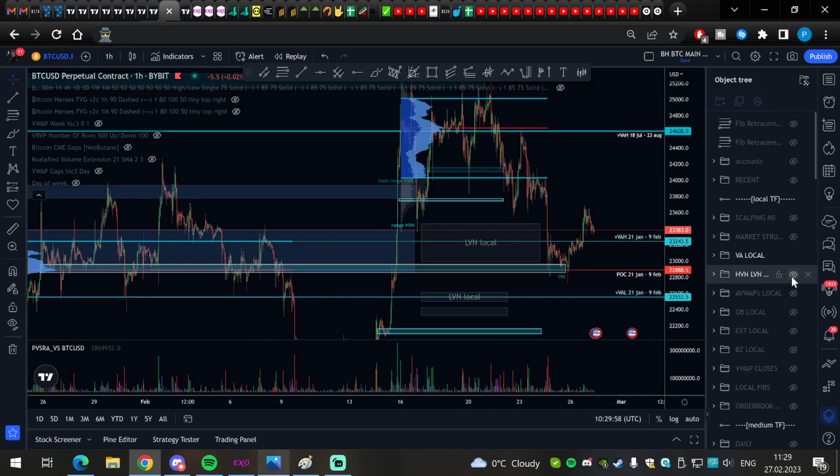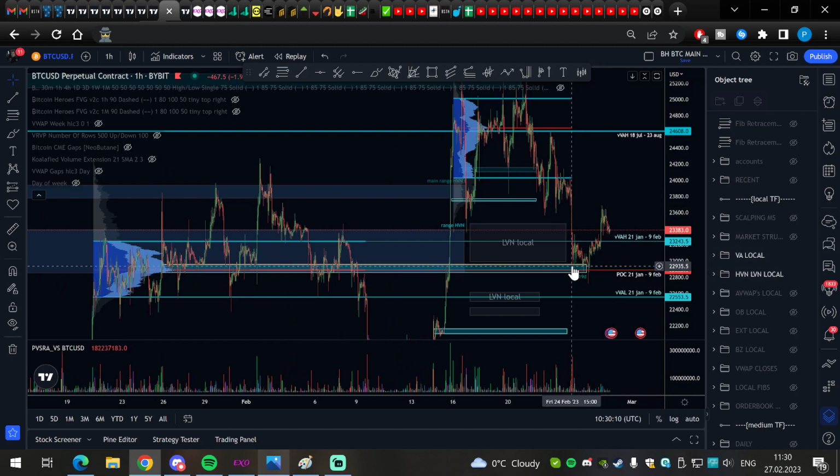Plus, if you turn on low volume nodes and high volume nodes, you had a low volume node here, so the market was very inefficient here, no volume there. So it was a really quick move to grab liquidity here. But where did you stop?